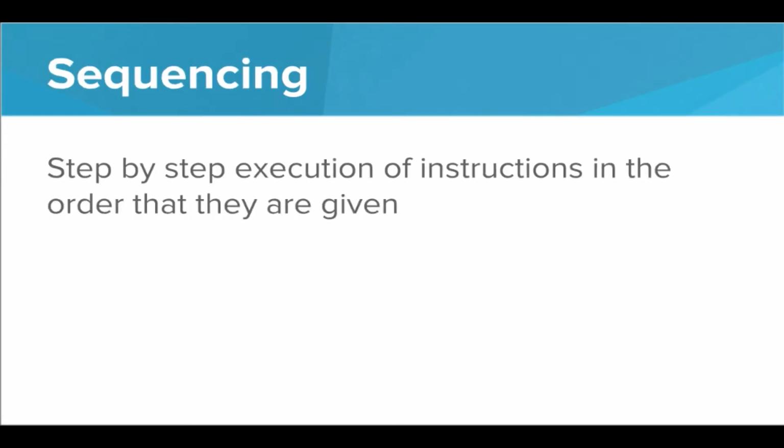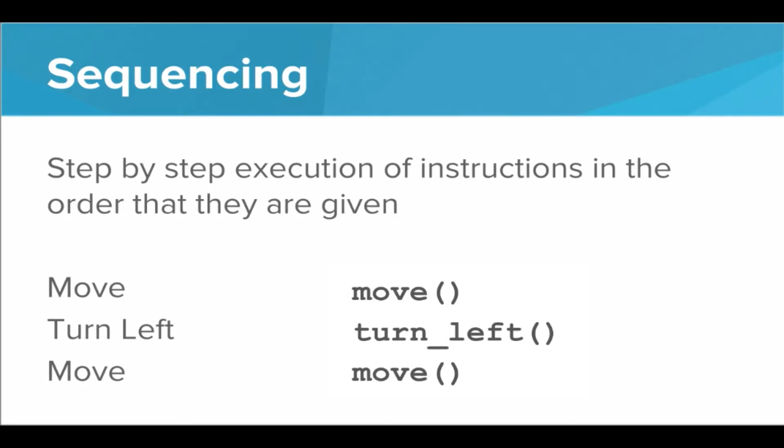So first off, sequencing. What is sequencing? Well, sequencing is step-by-step execution of instructions in the order that they are given. So for example, if I said move, turn left, then move, this is sequencing. You're just doing them in order as they come, in the order that they're given. And if we convert this into code, it would just be the natural flow of a program, going line by line: move, turn left, move. So programs naturally sequence. They are naturally executing using sequencing.